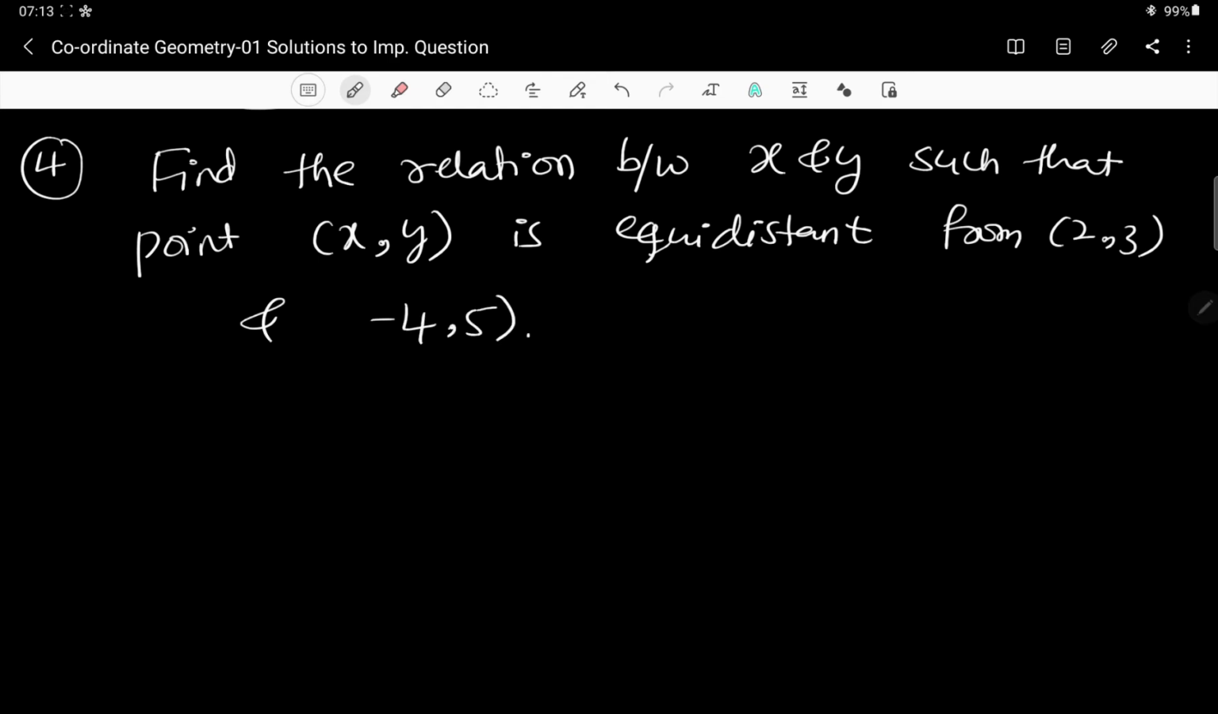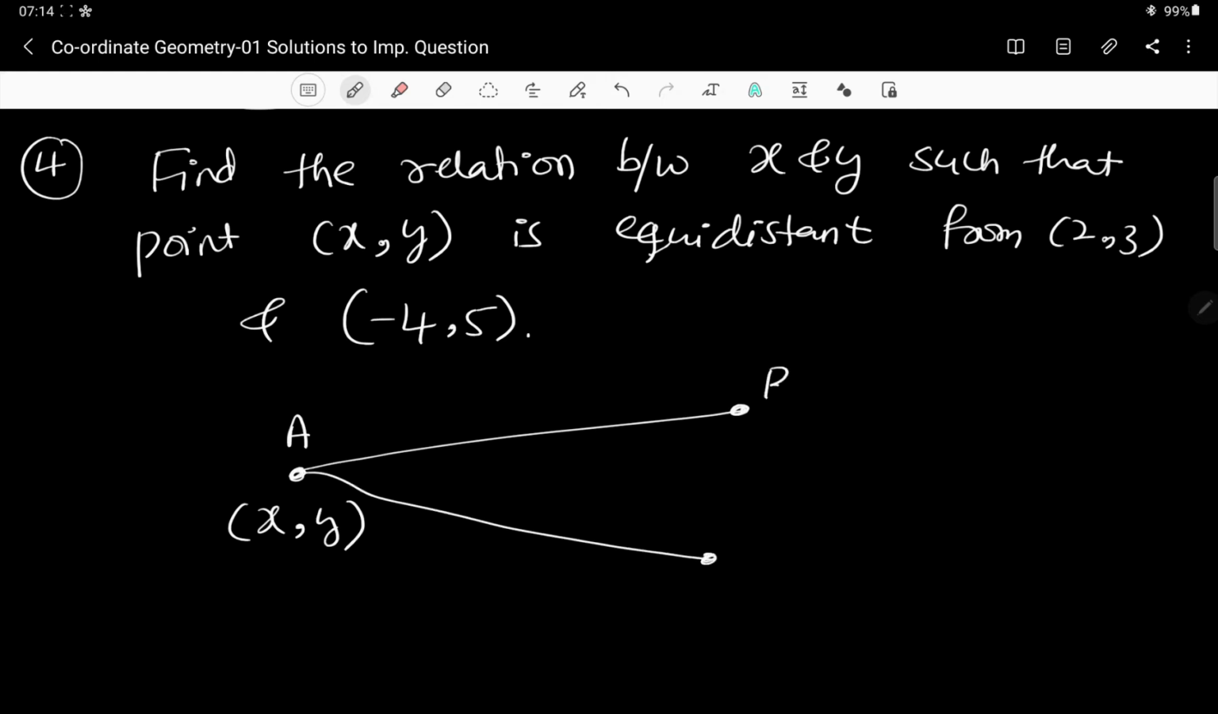Okay, let us understand this problem. There is a point called (x, y). Let me call this point A, and this is (x, y), and it is equidistant from 2 points. Let me call one point B, that is (2, 3), and another point C, (minus 4, 5). So again the same thing. These are equidistant, means AB is equal to AC.